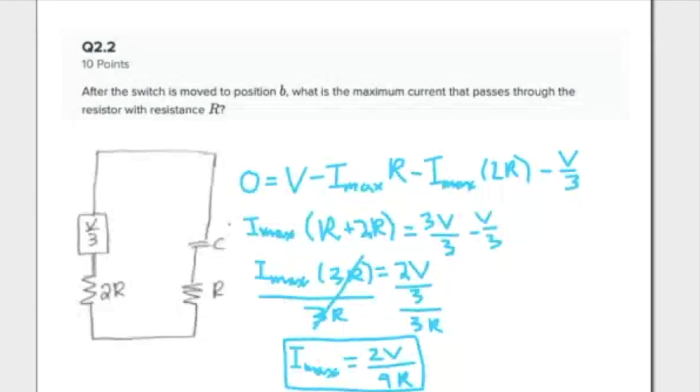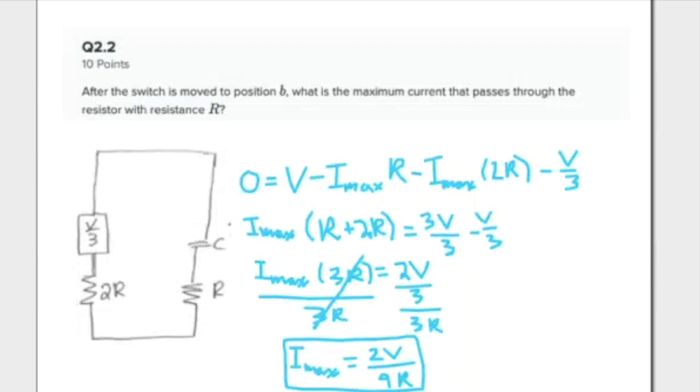In part 2.2, we are asked to find the maximum current that passes through the resistor with resistance R once the switch is moved to position B. Remember that when the switch is moved to position B, there will be a new loop that we will be analyzing, which includes the EMF with the voltage of V/3 rather than the EMF with the voltage of V.